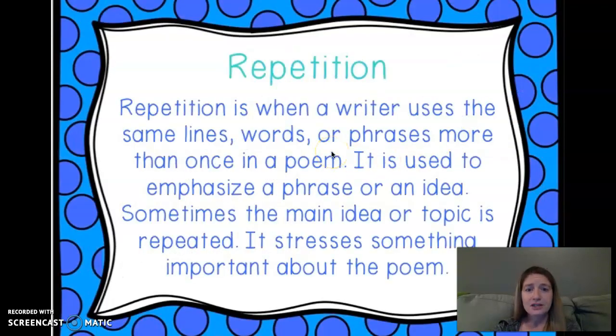So then we have repetition. So repetition is when a writer uses the same lines, words, or phrases more than once. So think about the word repeating. When you repeat something over and over again, you say it again and again. So they usually do this to emphasize a phrase or idea. Sometimes it's the main idea or the main topic that the poet is saying over again. And it's telling you that that phrase or line or sentence or word is really important.